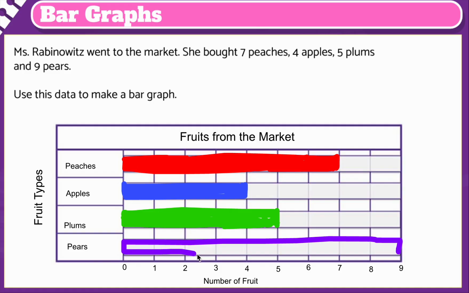Already looking at my bar graph, I see that more purple is used than any other color. So when thinking about some of the data, I can see that more pears were bought than any other fruit. Just like I can see that the blue is the smallest bar, which means that there are the least amount of apples bought. In the next few slides, you'll try this on your own, as well as answer some questions about the data shown.